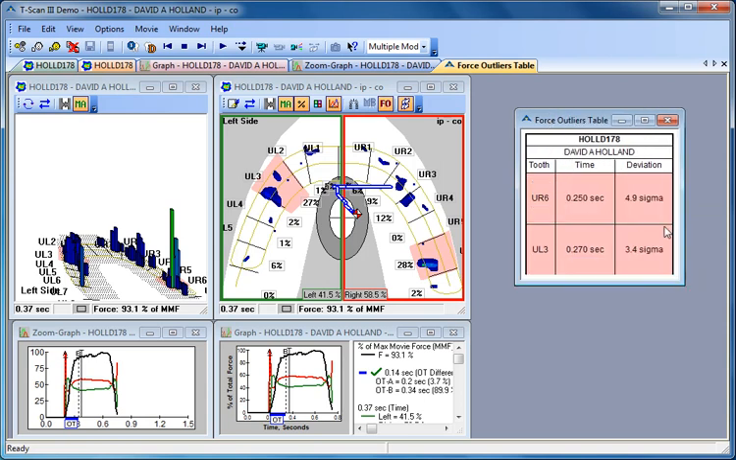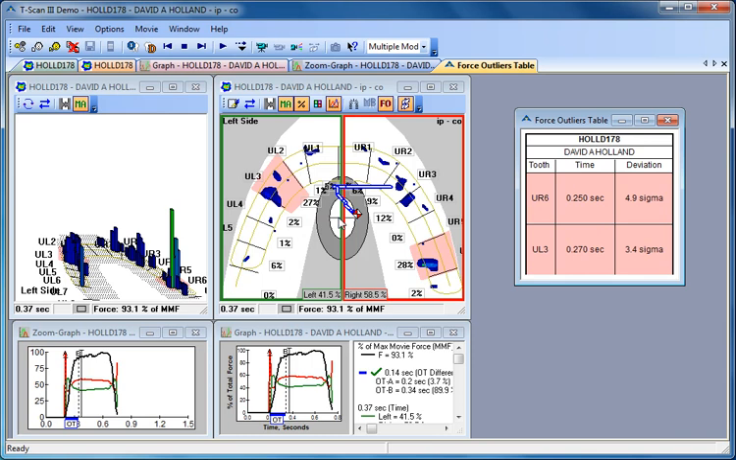And what this does is it gives me an indication of high or low force compared to a mean value, and it gives me the standard deviation from the mean value. Okay, so sigma is another word for standard deviation. So what this is telling me, and you see on the arch model that the upper left 3 and the upper right 6 are highlighted, and then they're in this table.